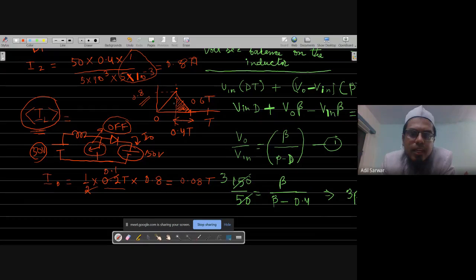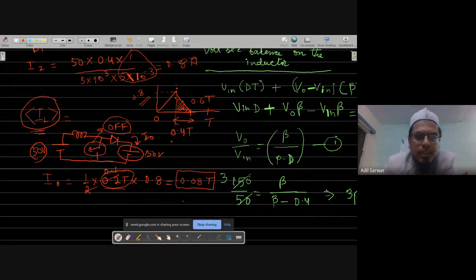So the area under this triangle. So this is 0.6 and this is 0.4. The difference of the two is 0.2 t. Correct me if I am wrong. So 0.2 t into this is 0.8, isn't it? So finally I am getting 0.08 t. So this is the average output current.